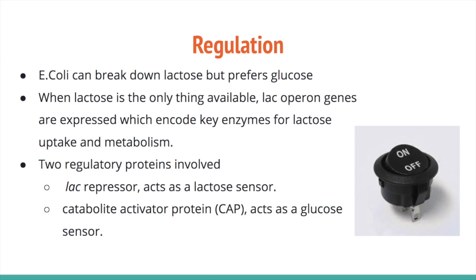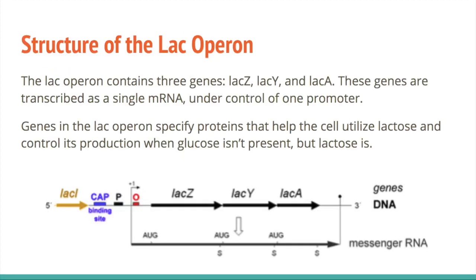These proteins bind to the DNA of the lac operon and regulate its transcription based on lactose and glucose levels. Let's take a look at the structure of the lac operon. The lac operon contains 3 genes and several regulatory sequences. These work together to express the genes when glucose is not present, but lactose is.